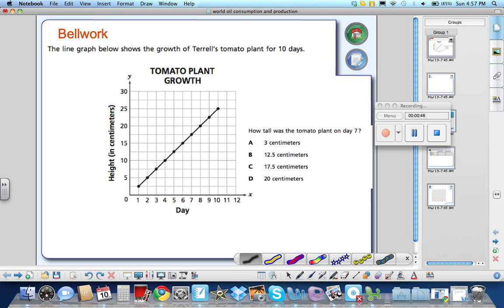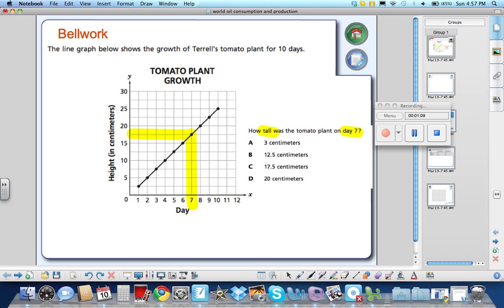Very important that we note that it's asking us how tall it was on 7th day. So what I would do is I would look at the day 7 and I would move up until I see where it's going to hit with the height. Notice that height is in between 15 and 20.